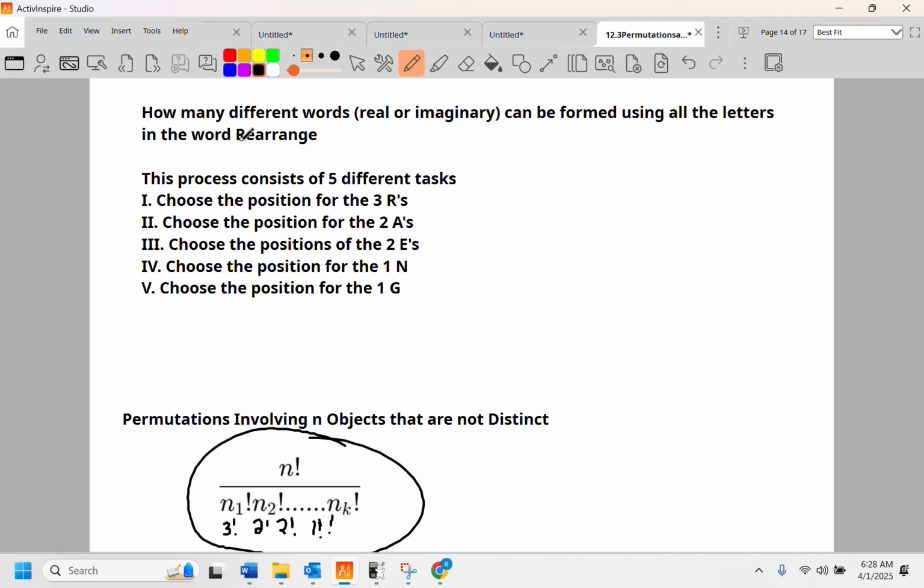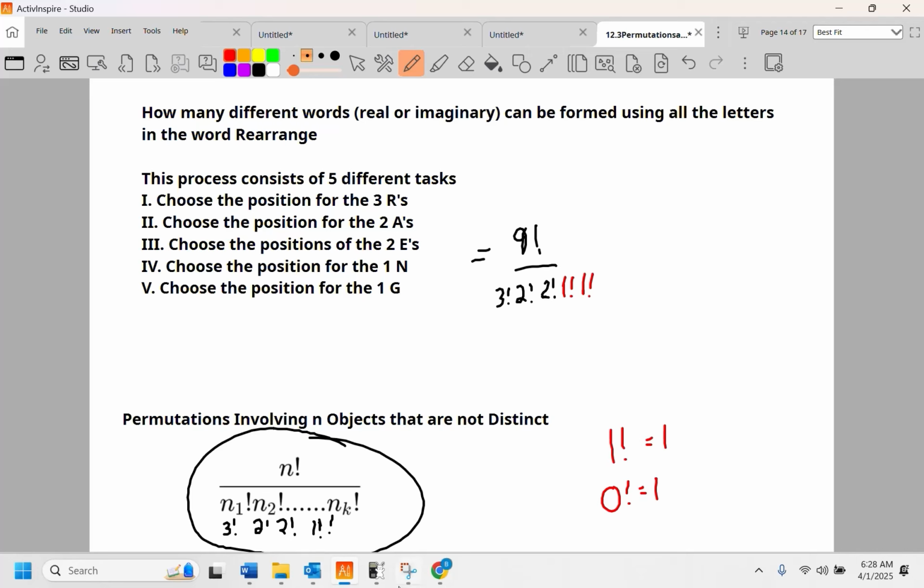Now, the word rearrange has 1, 2, 3, 4, 5, 6, 7, 8, 9 letters in it, right? So it's going to be 9 factorial over 3 factorial, that was for the R's, 2 factorial, 2 factorial. And these guys are kind of optional. Why are they optional? Because 1 factorial is 1, just like 0 factorial is 1. So those are kind of optional.